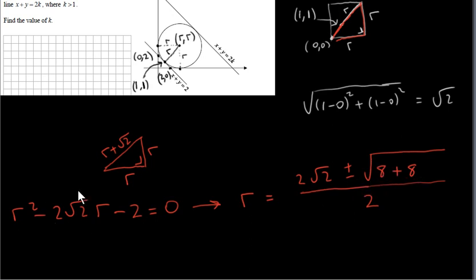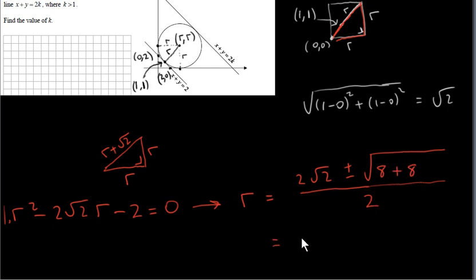Well, if we take minus 2 root 2 and square it, what do we get? 2 squared is 4, root 2 squared is 2, so we get 4 times 2, which is 8. So there's the b squared. And then we have minus 4 times a times c. a is 1, c is minus 2, so we have minus 4 times 1 times minus 2. That's plus 8, so we get 8 plus 8 is 16, so we get root 16 in here.